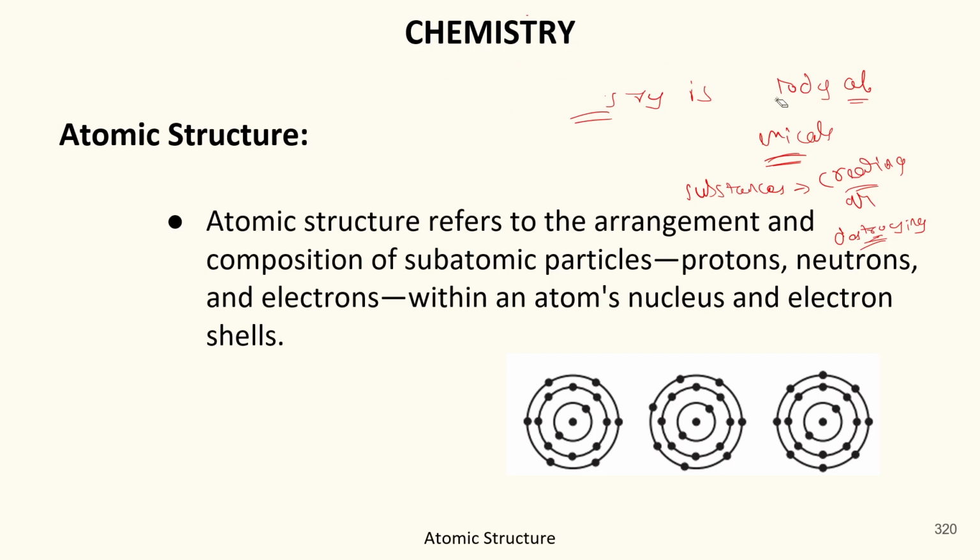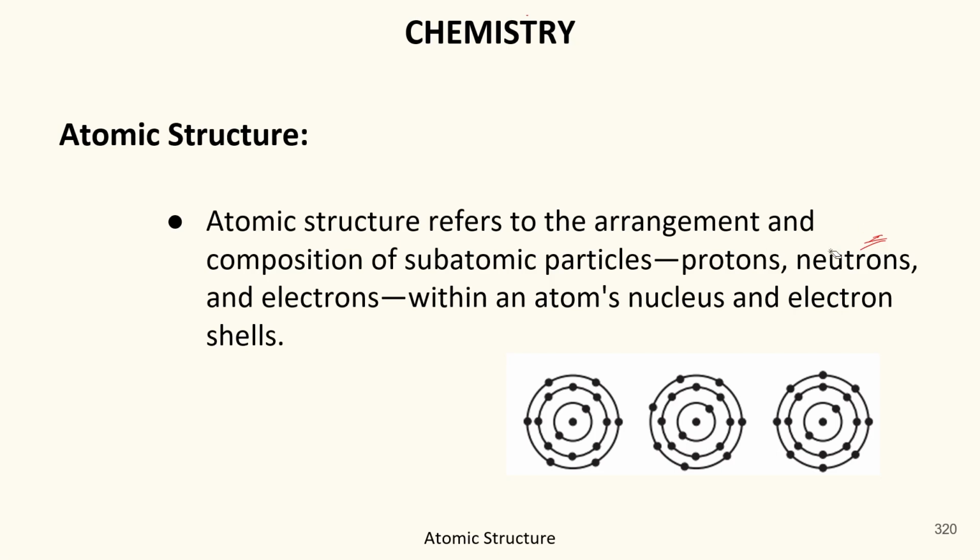Got it? So here, one thing which we need to make sure before we start into the depth of this chapter is that we must know about the atom. Because in chemistry, everything revolves around the atom and everything is directly or indirectly connected with the atom. Got it? So first question is, what do you mean by atom? What is an atom? Okay?